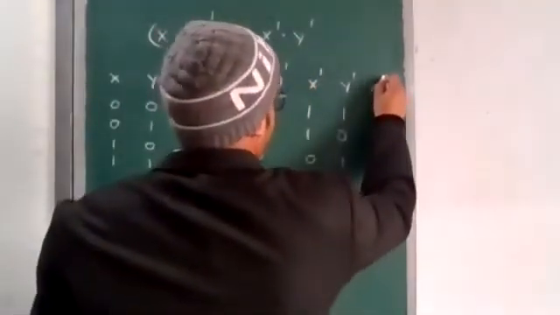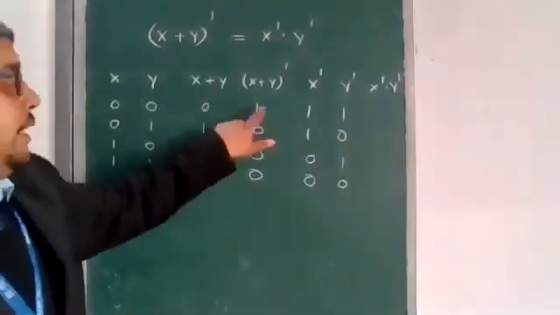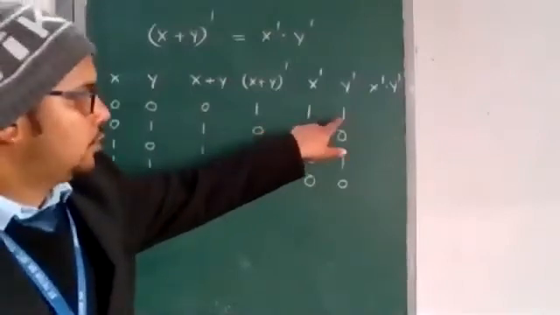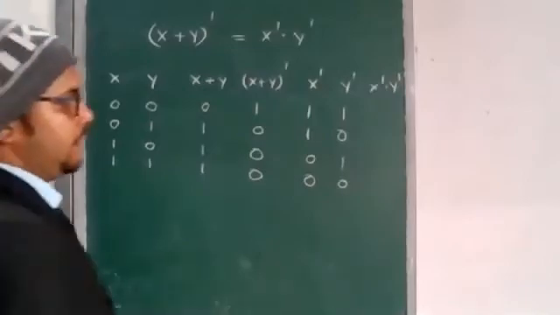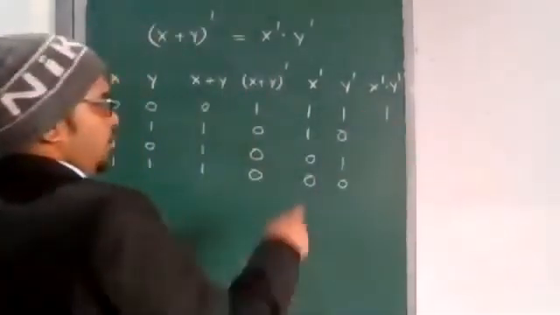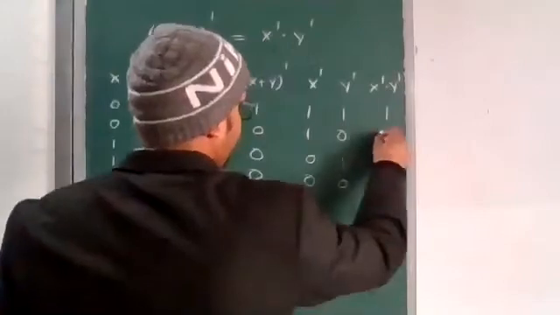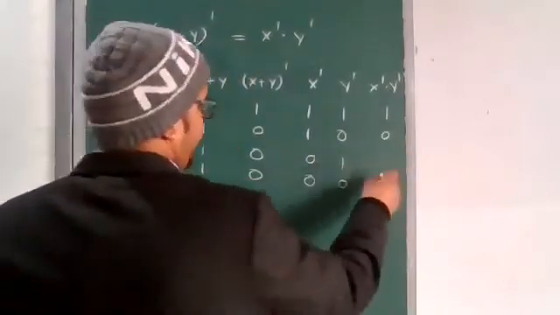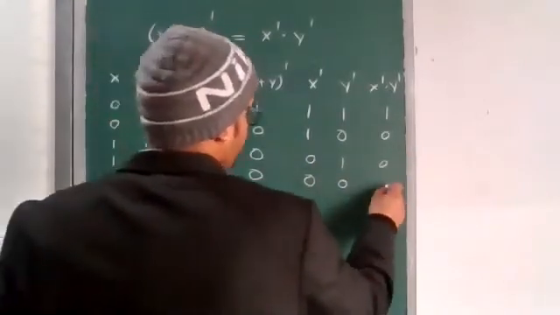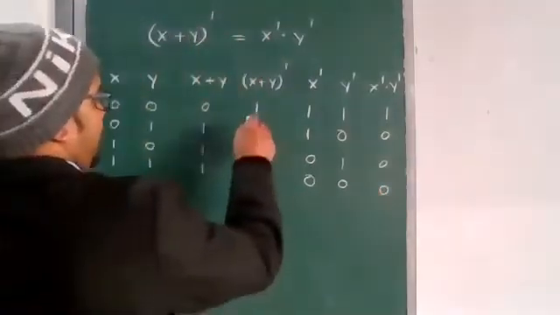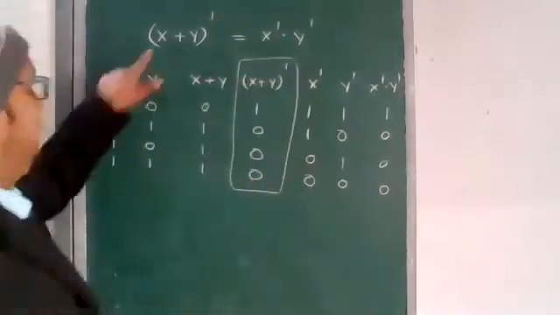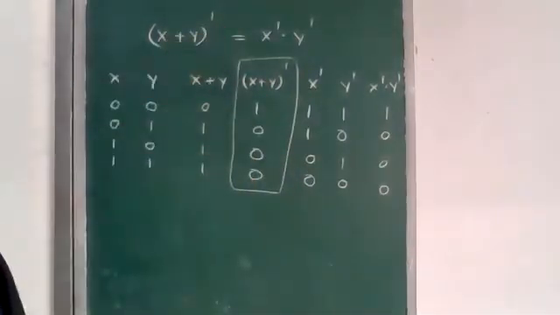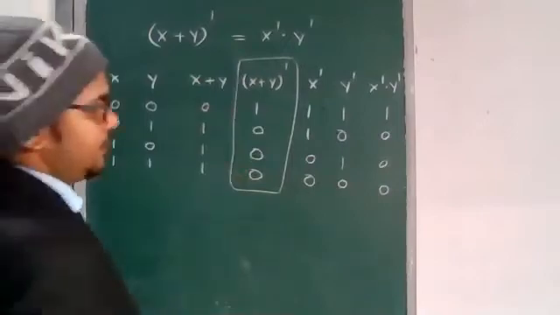At last, X complement dot Y complement. Perform the AND operation. Multiply: 1 dot 1 means 1 multiplied by 1, the result is 1. 1 multiply 0, the result is 0. 0 multiply 1 is 0. 0 multiply 0, the result is 0. So see this: this is the value of the left hand side, (X plus Y) whole complement, 1, 0, 0, 0.